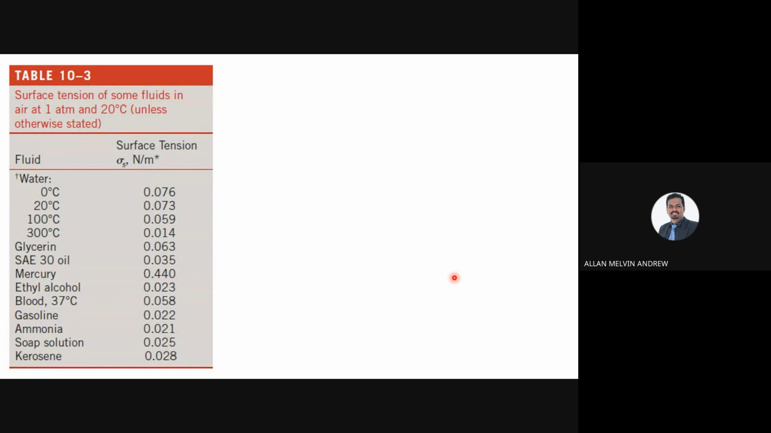You can see in this table some surface tension values for some fluids at 1 atmospheric pressure. Water at 20 degrees Celsius is 0.073, at 100 degrees it is 0.053, and at 300 degrees it is 0.014. Usually for liquids, as we know, the force will decrease as the temperature rises, like how we saw earlier with viscosity: the higher the temperature, the lower the viscosity. But for gas, it will be the opposite.